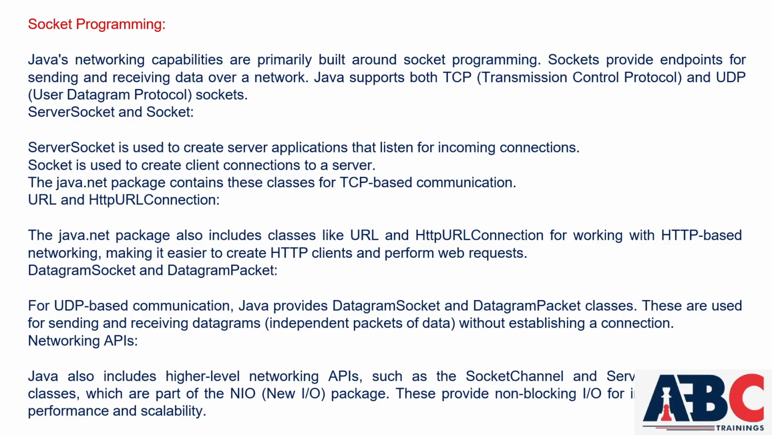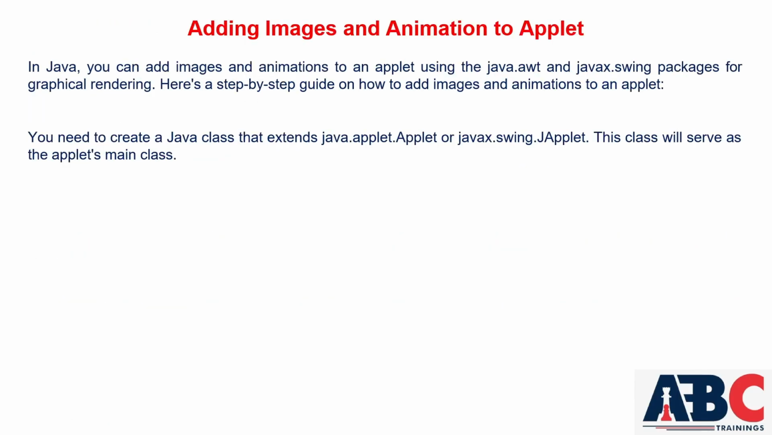These are used for sending or receiving datagrams, independent packets of data, without establishing a connection. Java also includes higher-level network APIs such as the SocketChannel and ServerSocketChannel classes, which are part of the NIO, the new input output package. This provides non-blocking input output, improving performance and scalability.